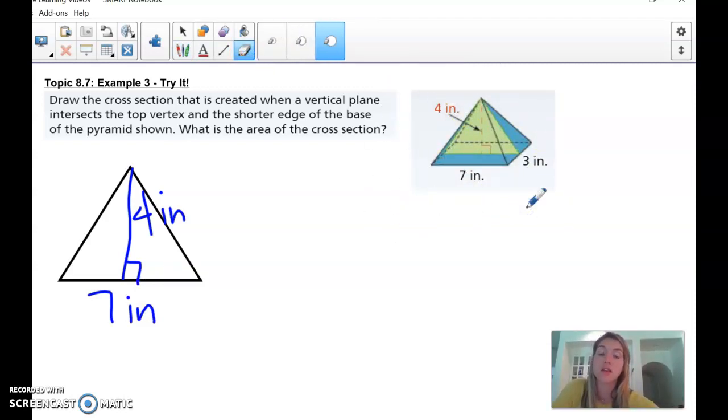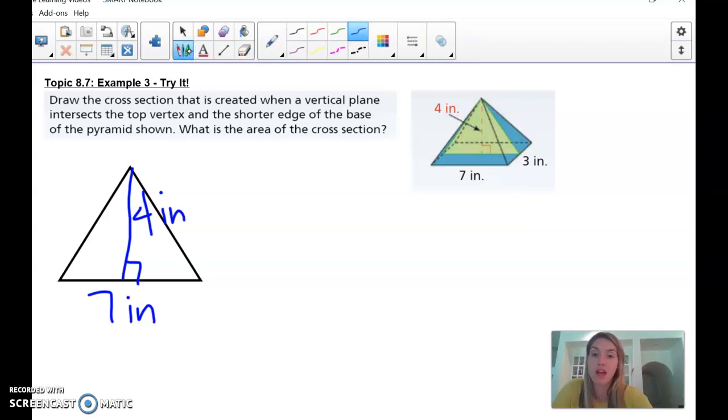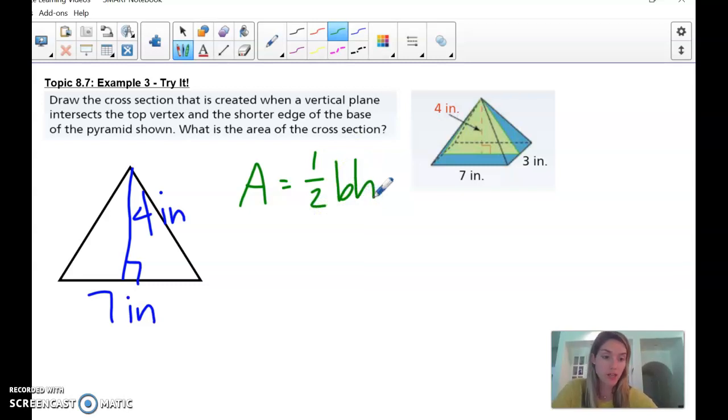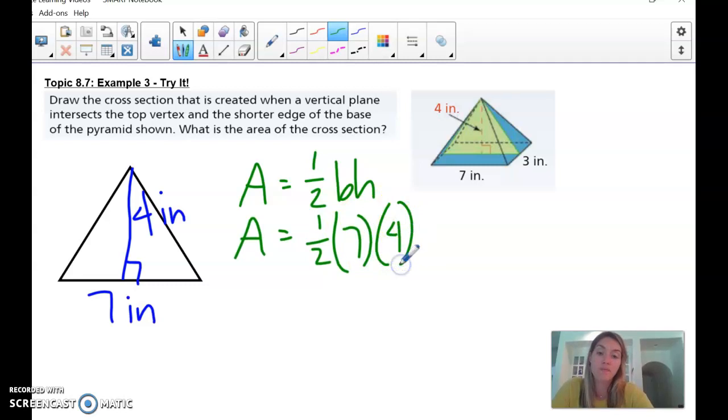And now it asks last, what is the area of the cross section? So in order to find the area of a triangle, I go area equals 1/2 the base times the height, because it's actually half of a rectangle. So then the area is equal to 1/2 of the base, which is 7 inches, times the height, which is 4. Area equals 1/2. I'm going to do 7 times 4 first, is 28, so 1/2 of 28.